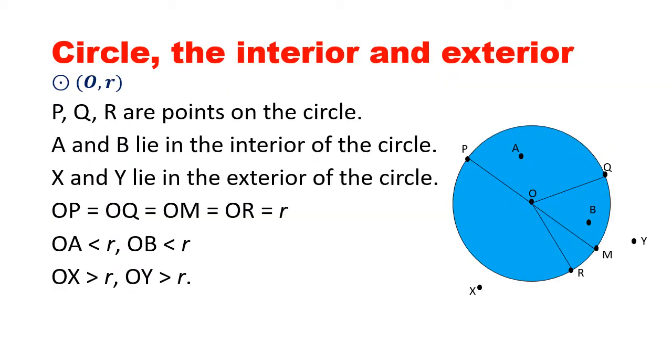Now look at this symbol here. This is a symbol. So a circle is shown with a symbol. Some books only show a circle, some show a dot in between. Now there are two letters written here. What are these two letters? In the bracket, the first letter tells you what is the center. So here O is the center.